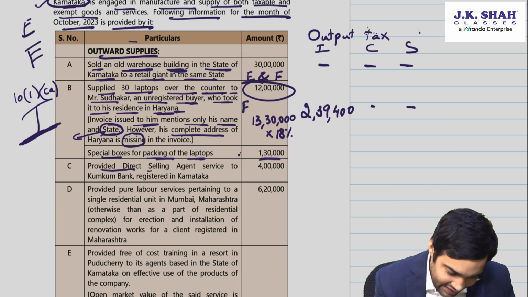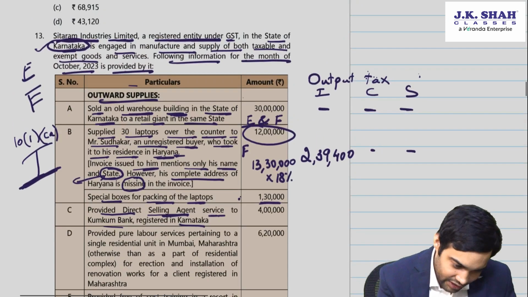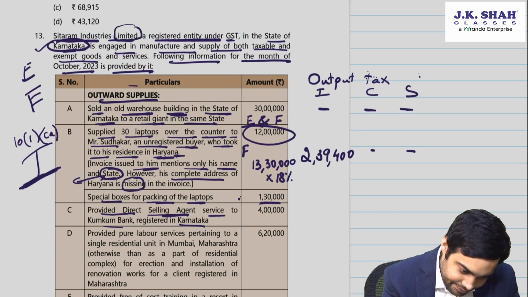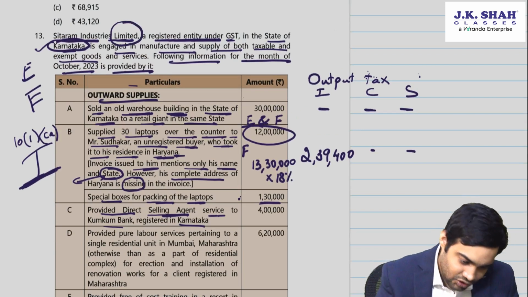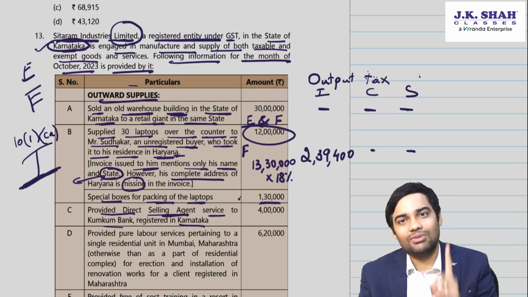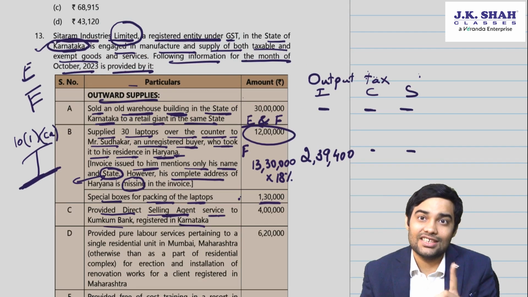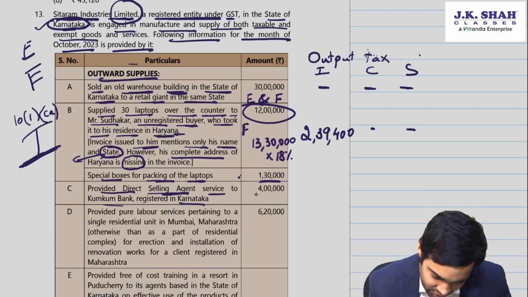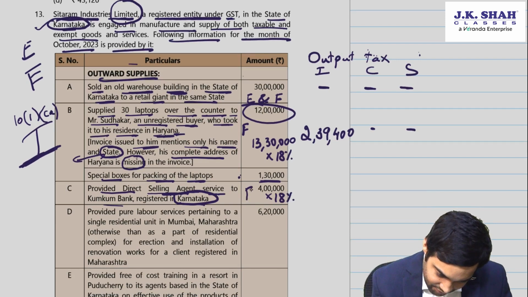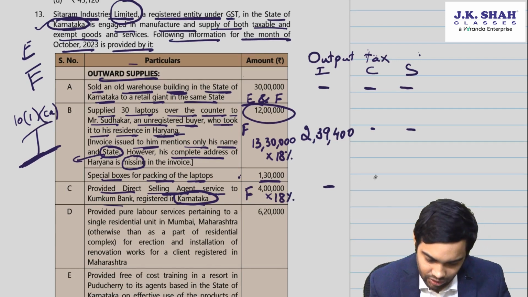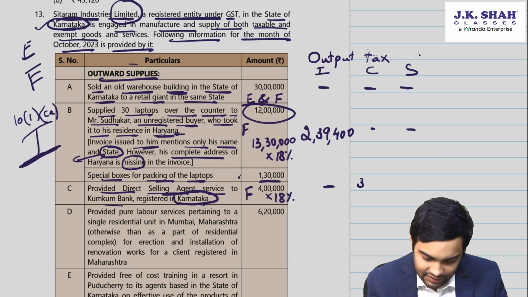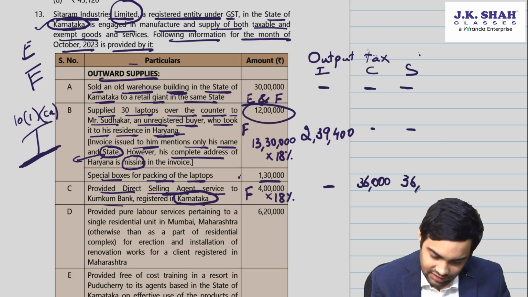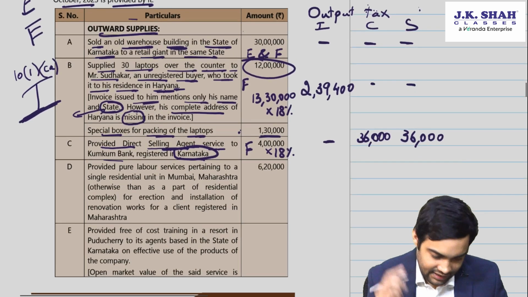Then provided direct selling agent services to Kumkum Bank registered in Karnataka. Who are you? Sir, we are a company. Is it covered under RCM? No, because we are a company. Company providing direct selling agent services, forward charge. Only individual direct selling agent is covered by RCM. So 4 lakh we have to charge GST. It's in Karnataka. We'll have to charge C plus S, and this will become F. So 4 lakh will become F. 4 lakh into 9%, I should know it. 36,000. 36,000. Okay. Next one.